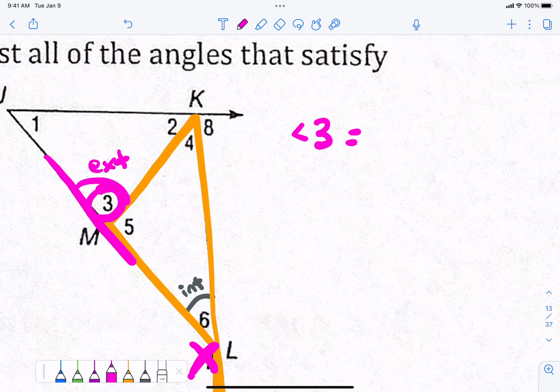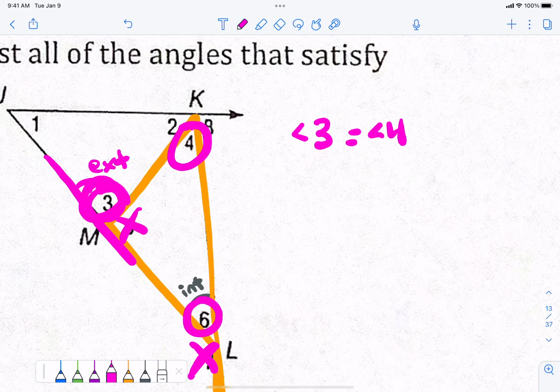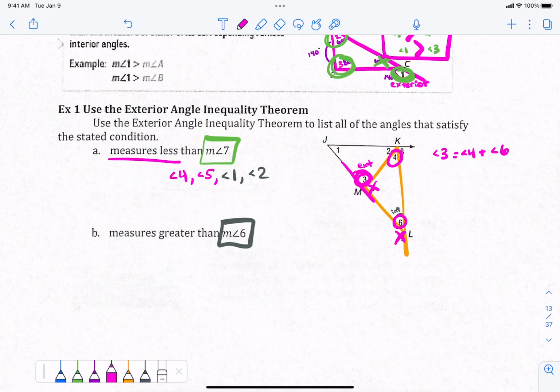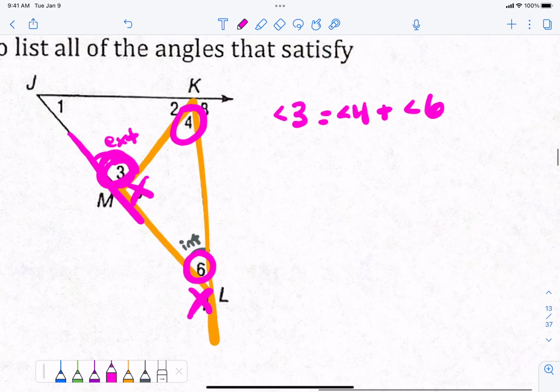5 and 4. 6 and 4. Oh, yeah. Angle 5 we cross out. So angle 3, if we're looking at this exterior angle, 4 and 6 add together to make 3, yeah? Angle 3 is equal to angle 4 plus angle 6. Alright, now we're doing it in relationship to angle 6. Measures that are greater than angle 6.